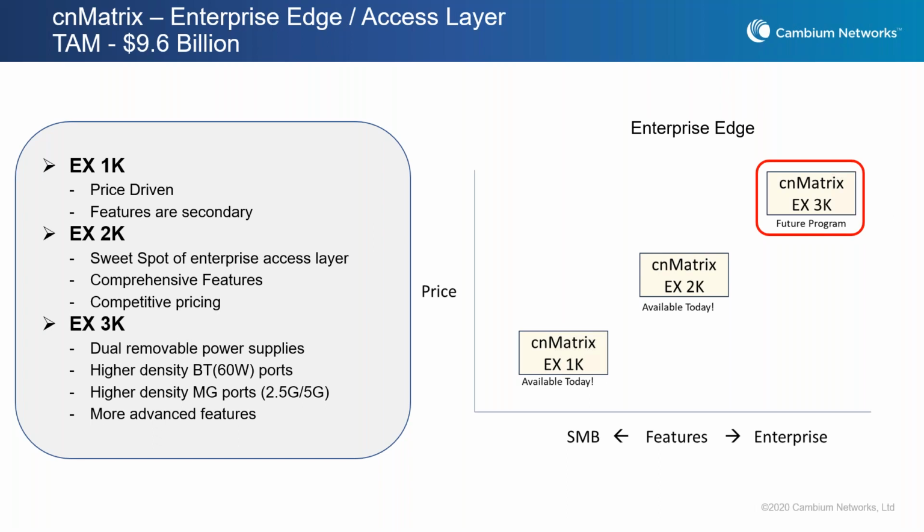And it's not just about having two power supplies in case one fails. The two power supplies allow you to connect into two circuits in your building. So if one circuit blows for whatever reason, you still have the other circuit. So anyway, dual removable power supplies, higher density of 802.3bt ports, or ports that can supply up to 60 watts. Devices that need more than 30 are becoming more and more popular. The third item on this EX3K is higher density of multi-gig ports. I told you about the switch that we have, a hybrid version. We're going to be coming out with some switches that have a much higher density of 2.5 gig ports.